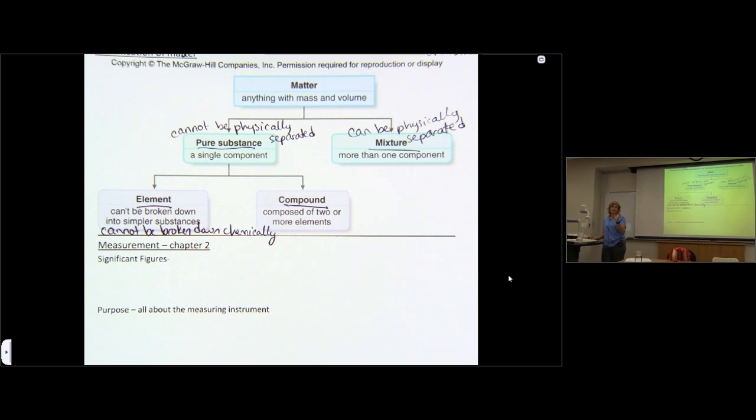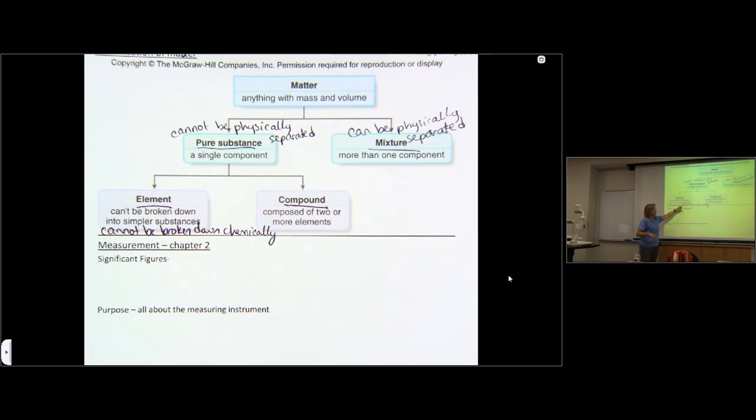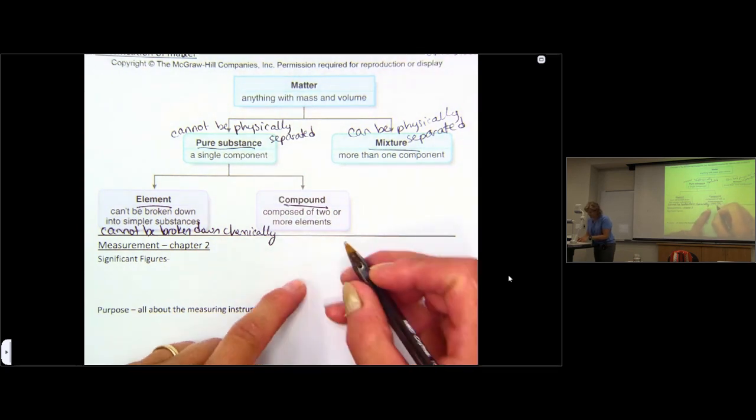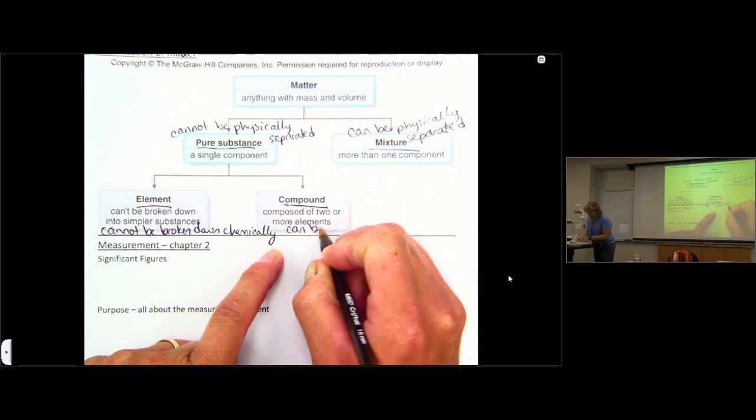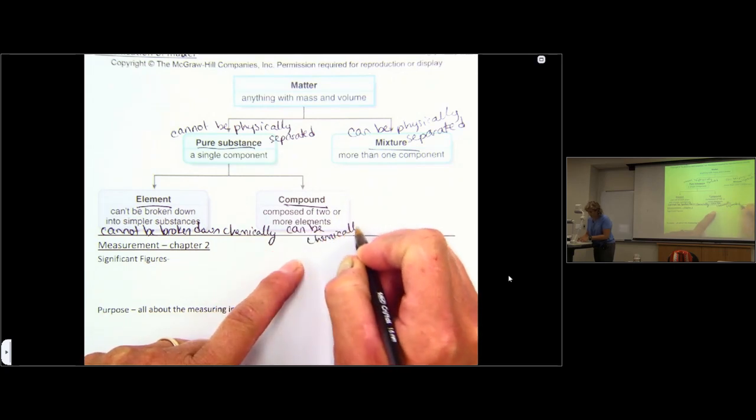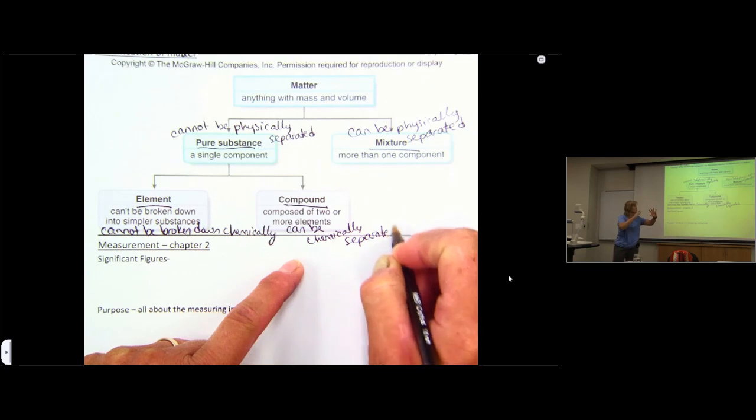This, everybody's going to say this or think this. We can separate fission, fusion, not fusion, but nuclear is the word I'm looking for. So nuclear means will cause elements to be broken down, but we're talking chemistry, and we cannot break them down chemically. What can we break down chemically? Not physically, but chemically. Compounds. Compounds can be chemically separated. All right, so that's all of our pure substance side.